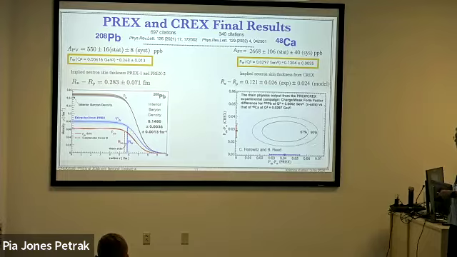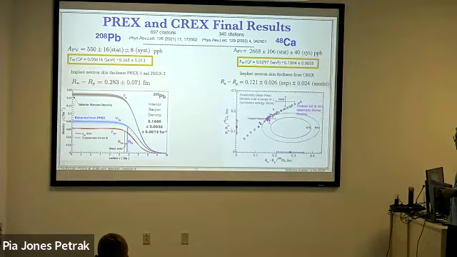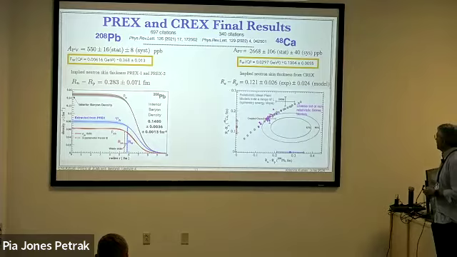But of course, they care about where you sit in this curve, and here are the theories. And we are right at the edge. We almost killed the theories. They did not make the nuclear theorists very happy.